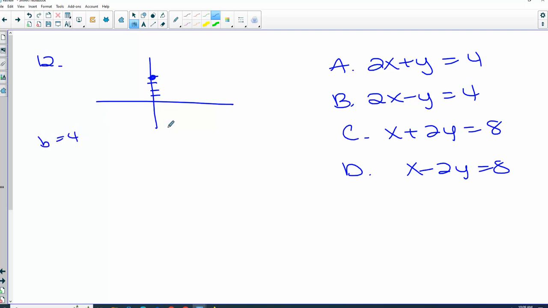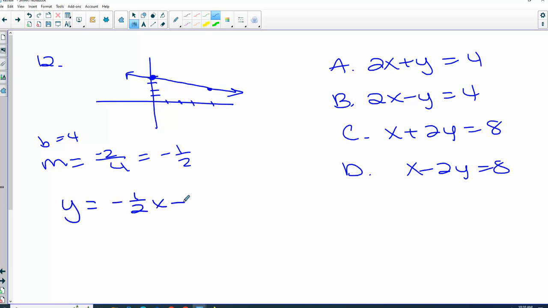Okay, to find your slope, you had to find another nice point on your graph, which looked like (4, 2) was a point. So if you count your slope, rise over run, we go down 2 over 4, and we get negative 1/2. So our equation is y equals negative 1/2 x plus 4. Does that match any of these answer choices?